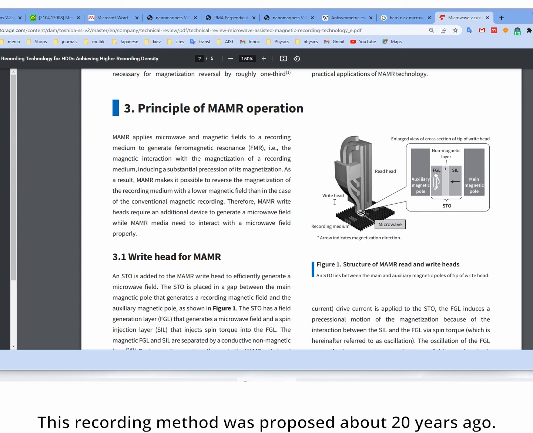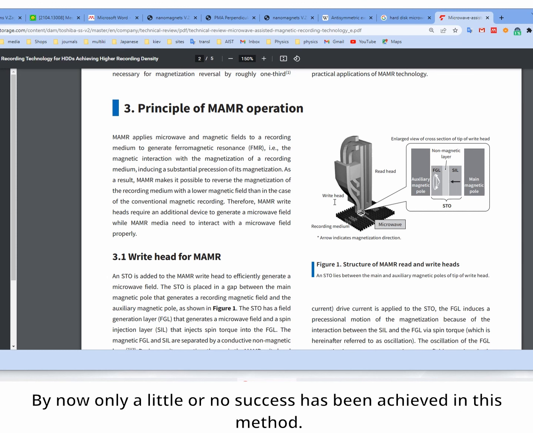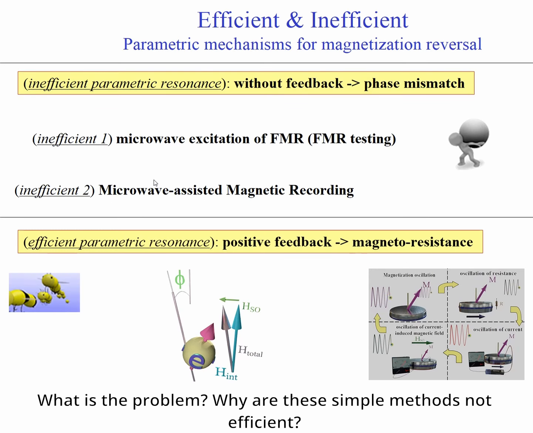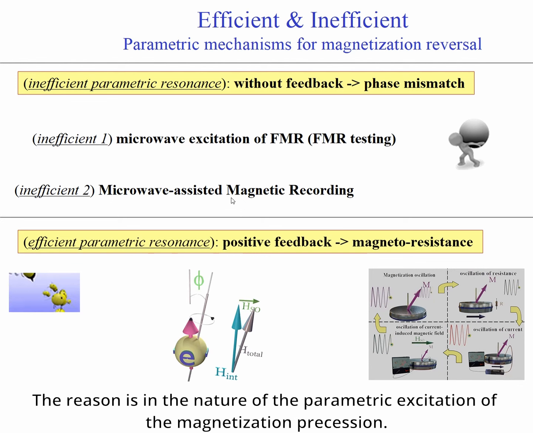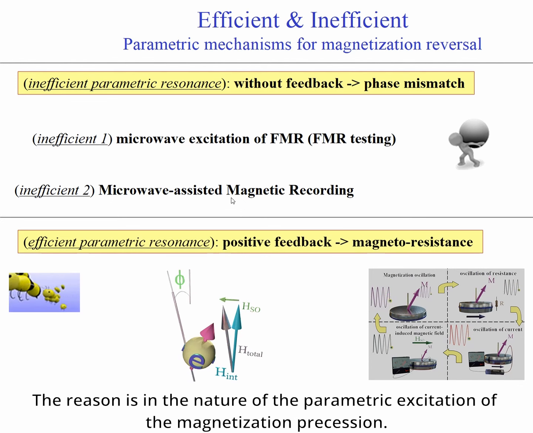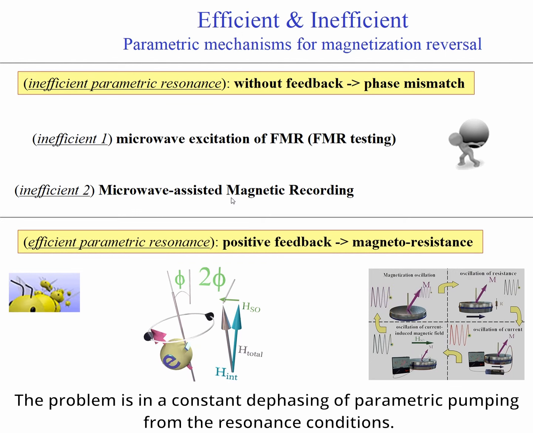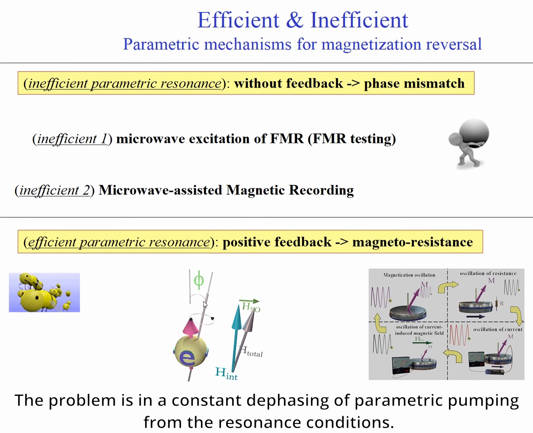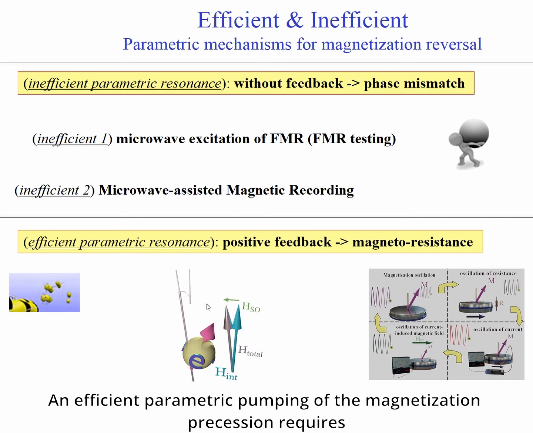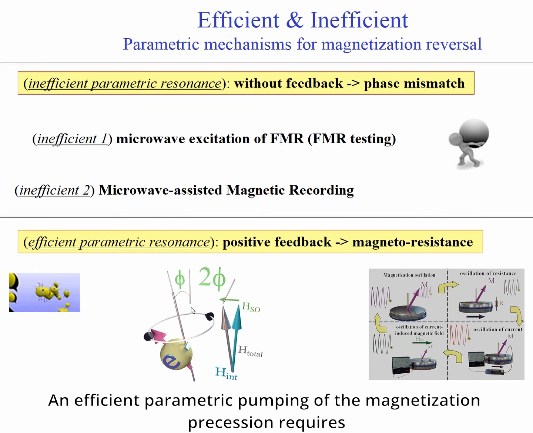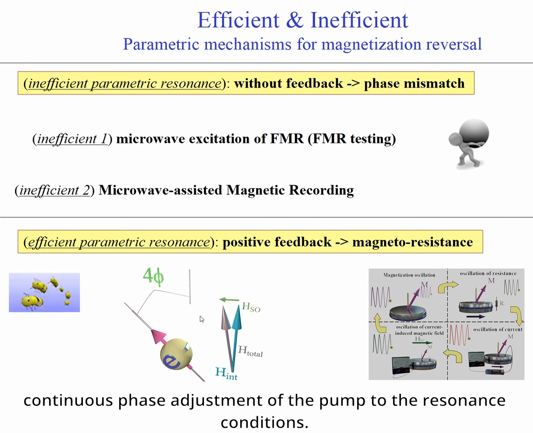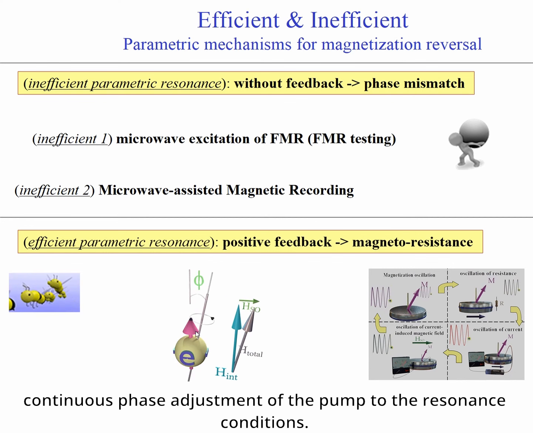This recording method was proposed about 20 years ago, but now only little or no success has been achieved with this method. What is the problem? Why are these simple methods not efficient? The reason is in the nature of the parametric excitation of the magnetization precession. The problem is in constant dephasing of the parametric pumping from the resonance conditions. An efficient parametric pumping of the magnetization precession requires continuous phase adjustment of the pump to the resonance conditions.